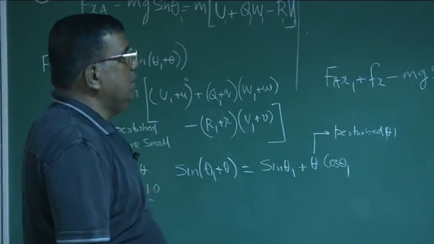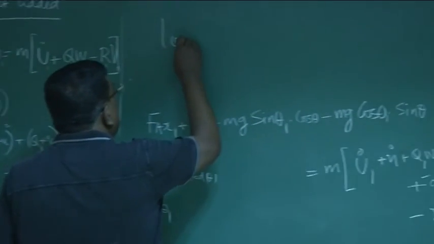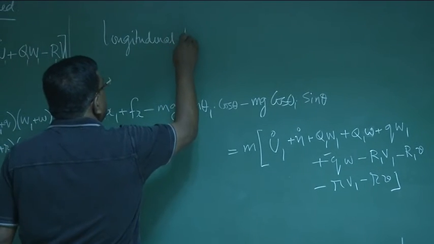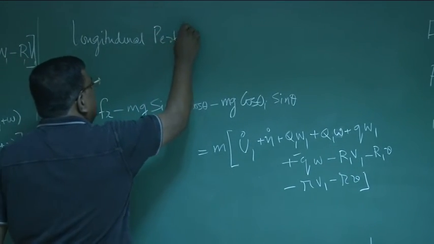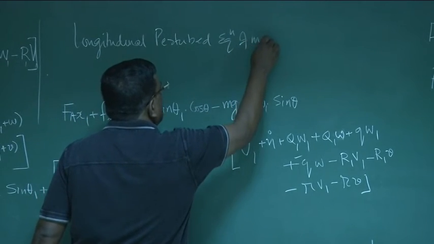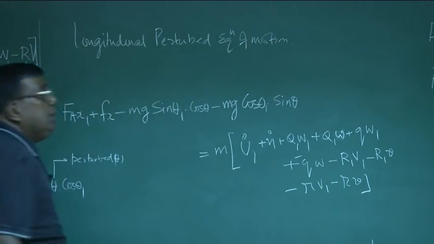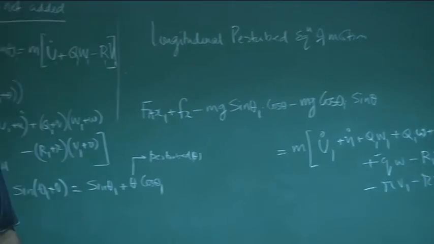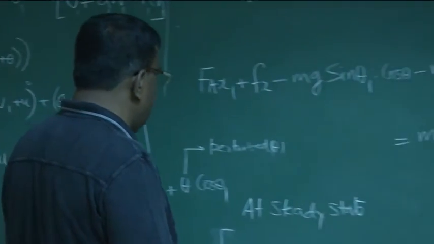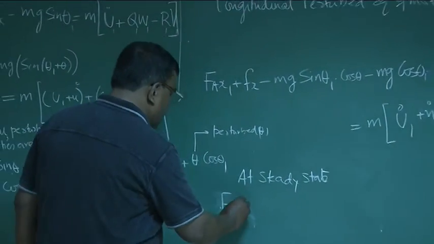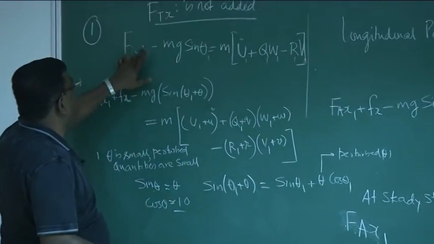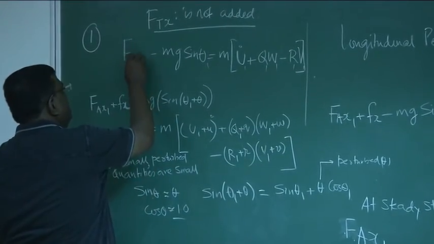Now you see what we are doing. We are doing the longitudinal perturbed equation of motion, right? And these perturbations are introduced where? At steady state. So we are trying to write whatever the condition is at steady state. Here you have to use this equation. This should be Ax, the aerodynamic force at x.